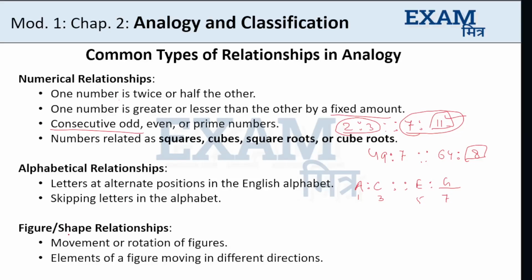Again, we have figure or shape based relationships. There may be movement or rotation of figures. There may be elements of figure moving in different directions. So we will see these all kinds of relationships while going through the examples. Okay, so let's move to how to solve the questions based on analogy.